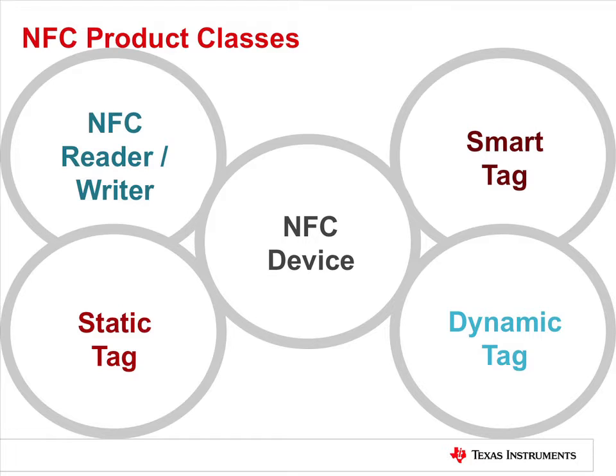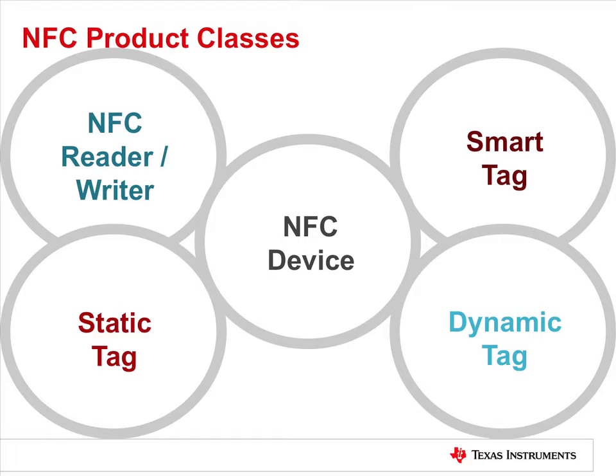On the left side, you see the NFC reader-writer and static tag, similar to what we have in a traditional RFID system. In the middle, as said, we have the NFC device, which supports all operating modes, and on the right side, we have two new classes of product, a dynamic tag and a smart tag.